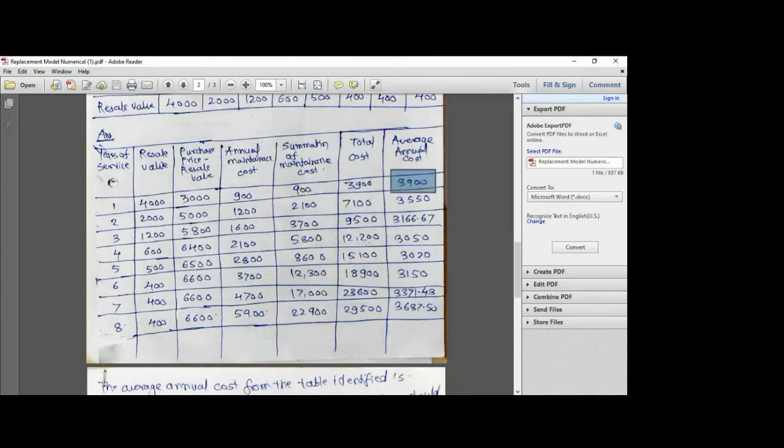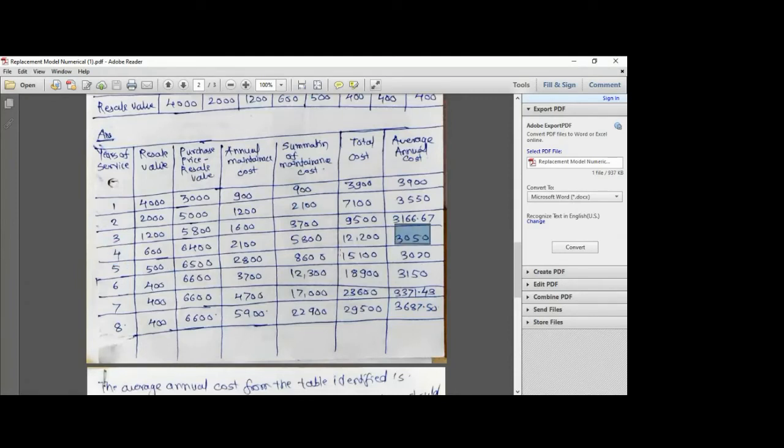So now the very first value is 3,900 divided by 1, which is 3,900, right? For the second case, we have 7,100 divided by 2, which is equal to 3,550, right? Nextly, we have 9,500 divided by 3, which is equal to 3,166.67. Nextly, we have 12,200 divided by 4, which is equal to 3,050.